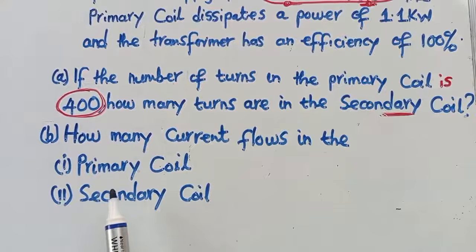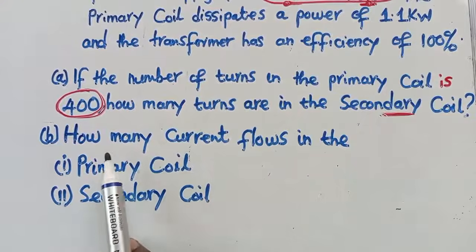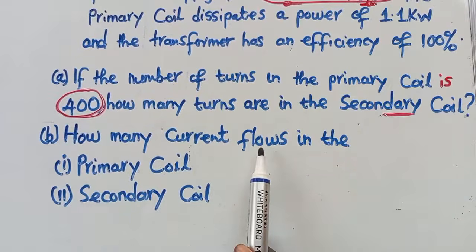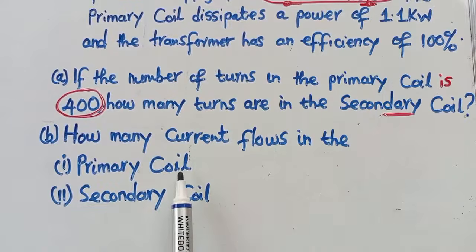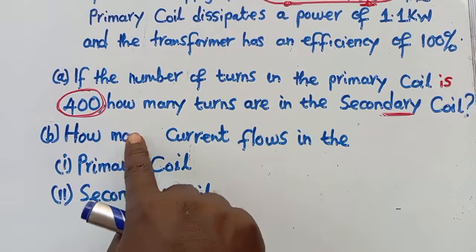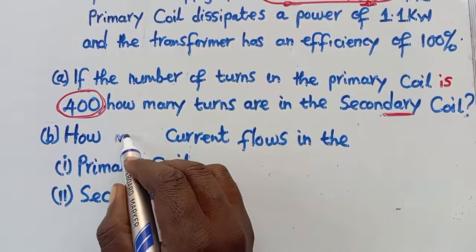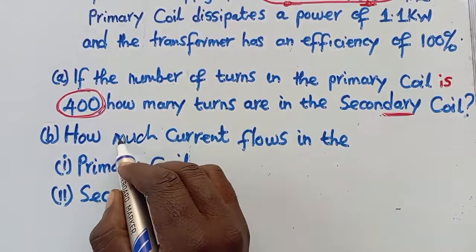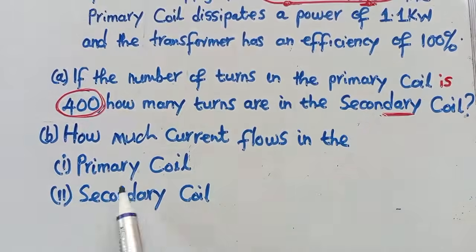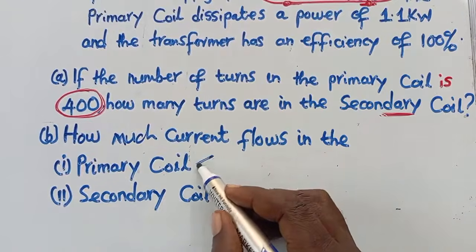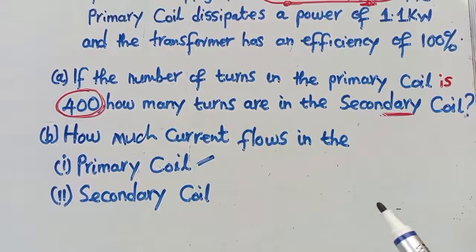The next question is saying, how much current flows in the primary coil? Here it was supposed to be how much current. So how much current flows in the primary coil? So I want to find the current in the primary coil.